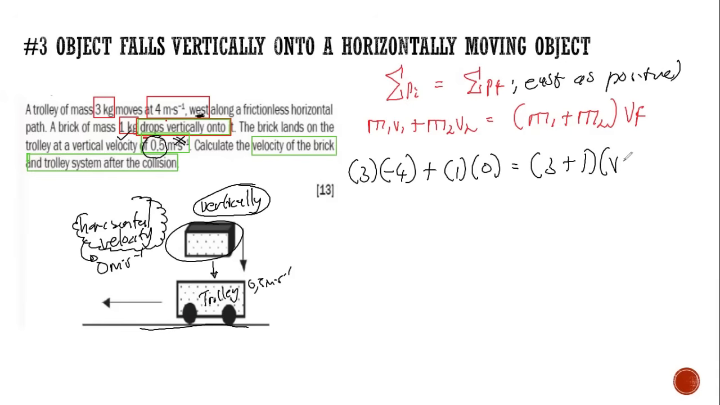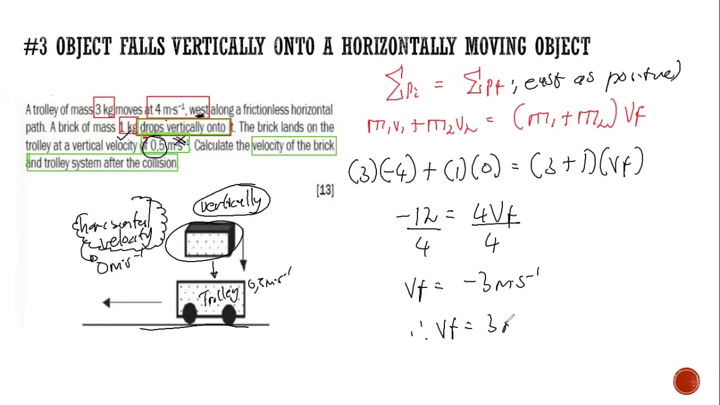What we are trying to calculate is the final velocity. Obviously this term will give us 0, and here we'll have negative 12, equals 3 plus 1, which is 4, times vf. If we divide both sides by 4, our vf will be negative 3 meters per second. Since it's negative, it indicates west, so vf is 3 meters per second west. That's basically how you calculate that.